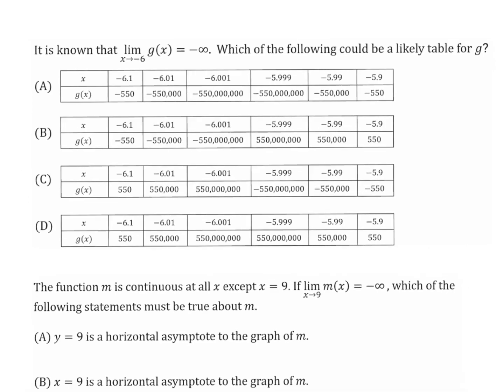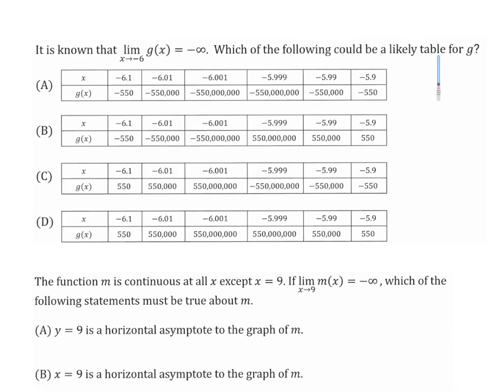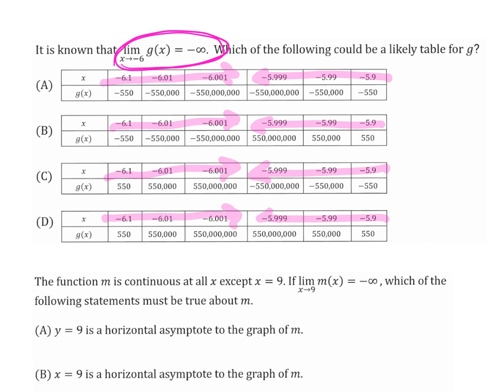Let's picture this in a table. Here we go. We basically need to match this phrase with a table. As x approaches negative 6, my limit has to go to negative infinity. Do my x's all look like they're approaching negative 6? Yes. My x's look good, don't they? My y's have to approach negative infinity.